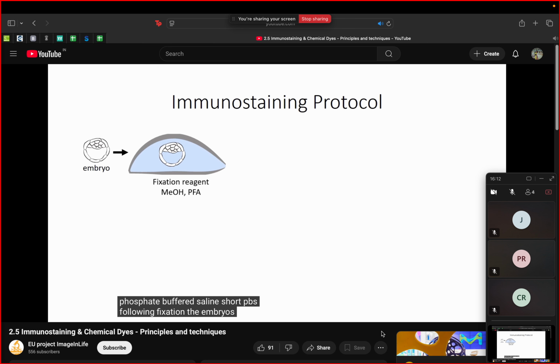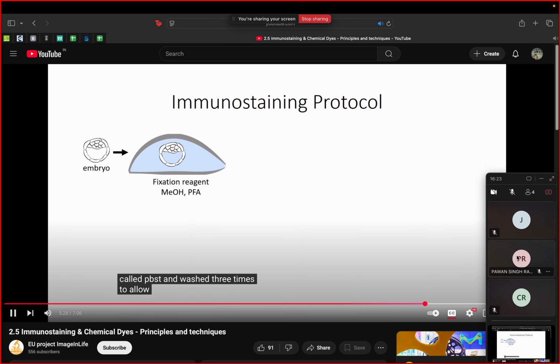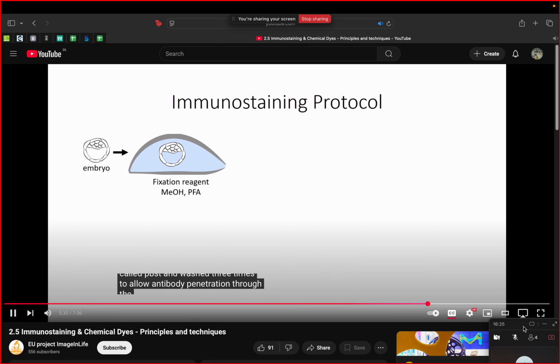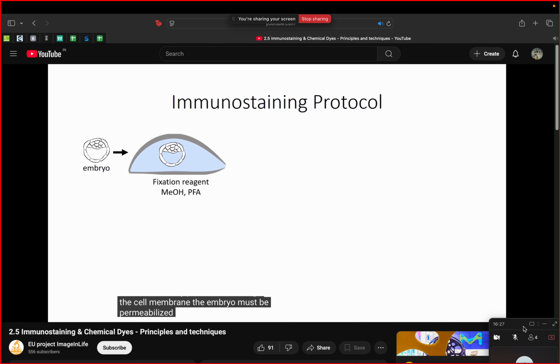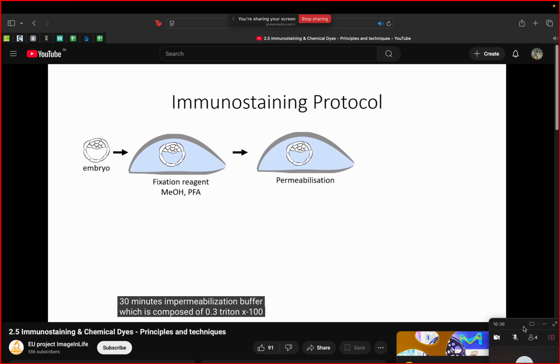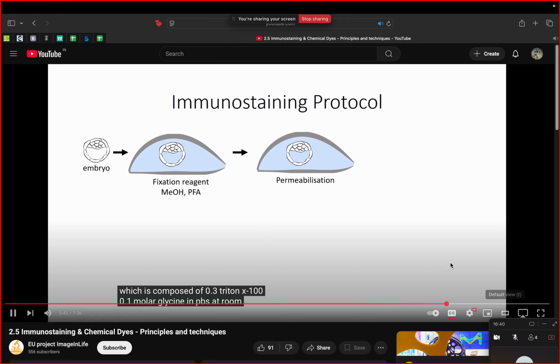Following fixation, the embryos should be transferred back to PBS, supplemented with 0.1% Tween 20, called PBST, and washed 3 times. To allow antibody penetration through the cell membrane, the embryo must be permeabilized. For this, the embryo is placed for 20 to 30 minutes in permeabilization buffer, which is composed of 0.3% Triton X-100, 0.1 molar glycine in PBS at room temperature.